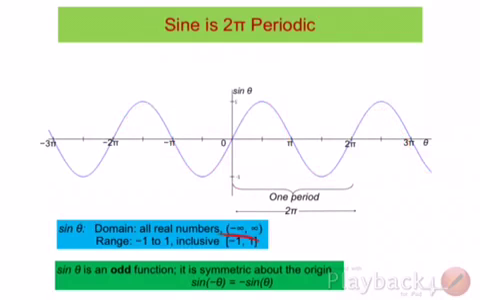When I'm talking about the range, that's my y values, and it only goes from 1 to negative 1 to 1. So the amplitude we can determine from that is equal to 1. Okay? And sine theta is an odd function, so it is symmetrical about the origin, so the sine of the negative angle theta is equal to the negative sine theta.